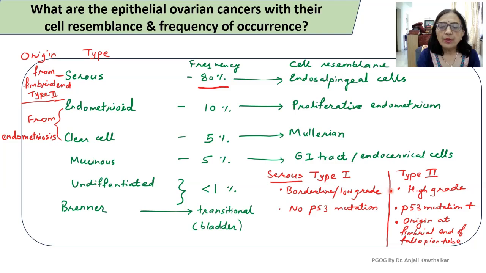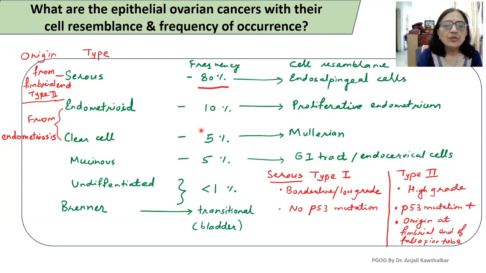What is important to remember, which we have understood in the last few years, is that though type 2 is an ovarian mass, the cell of origin is the fimbrial end of the fallopian tube. So this type 2 is originating from the fimbrial end of the fallopian tube. Whereas endometrioid and clear cell tumors originate from endometriosis.